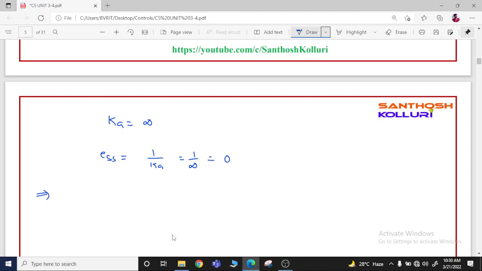So for a system with type number 3 and more than 3, when the input is a unit parabolic signal, the value of Ka will be infinity and the steady state error will become zero. So this is the conclusion from the unit parabolic signal.